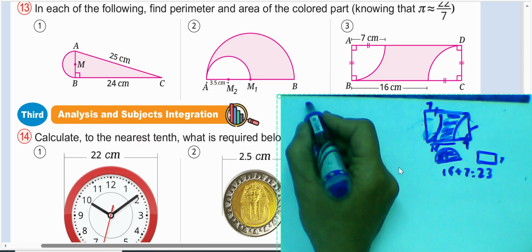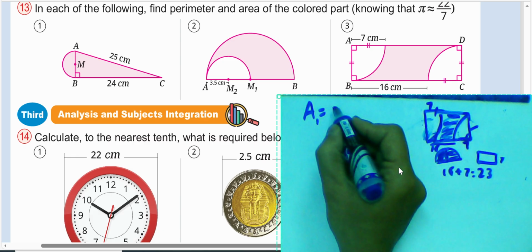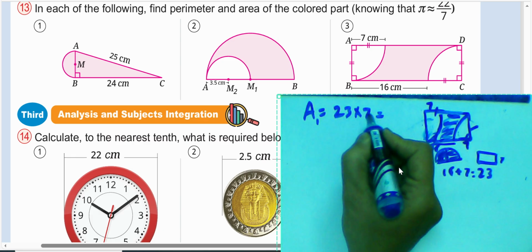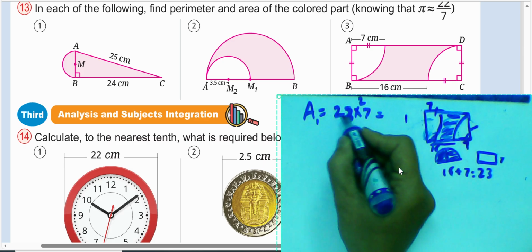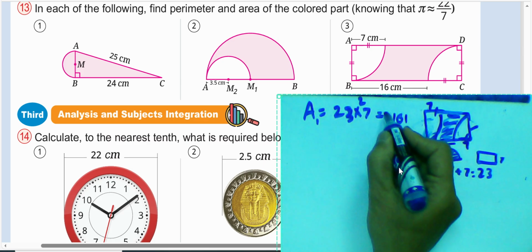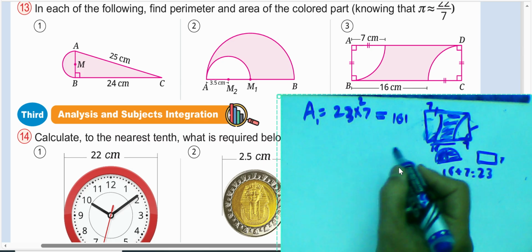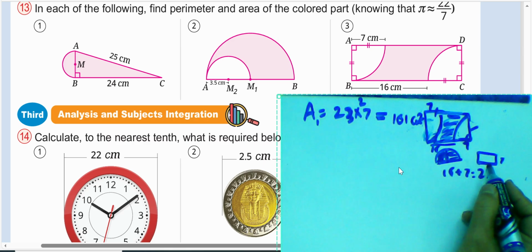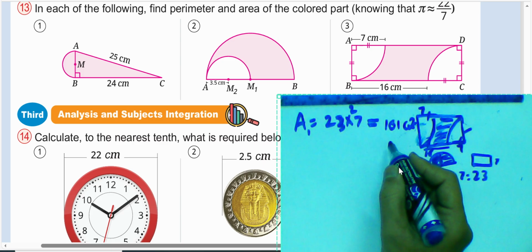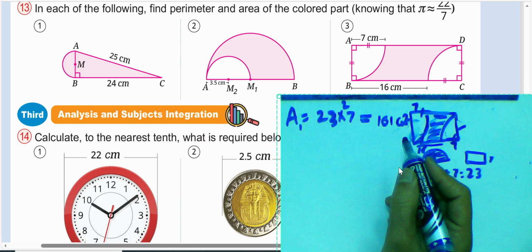Then the area of the rectangle equals 23 times 7. 3 times 7 is 21, write 1 and carry 2. 2 times 7 is 14, 14 plus 2 equals 16. The result will be 161 square centimeters. That is the area of the rectangle. The area of the rectangle equals 161 square centimeters.